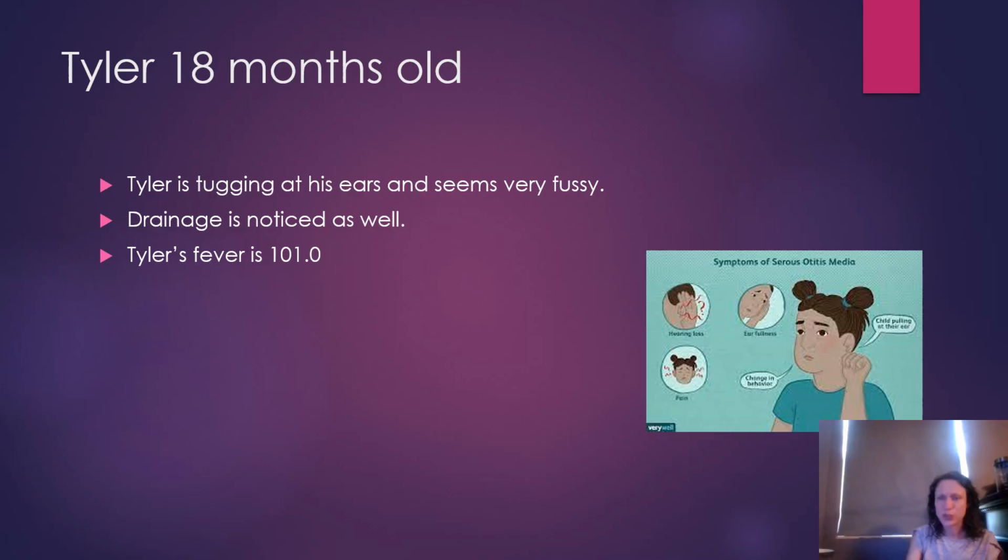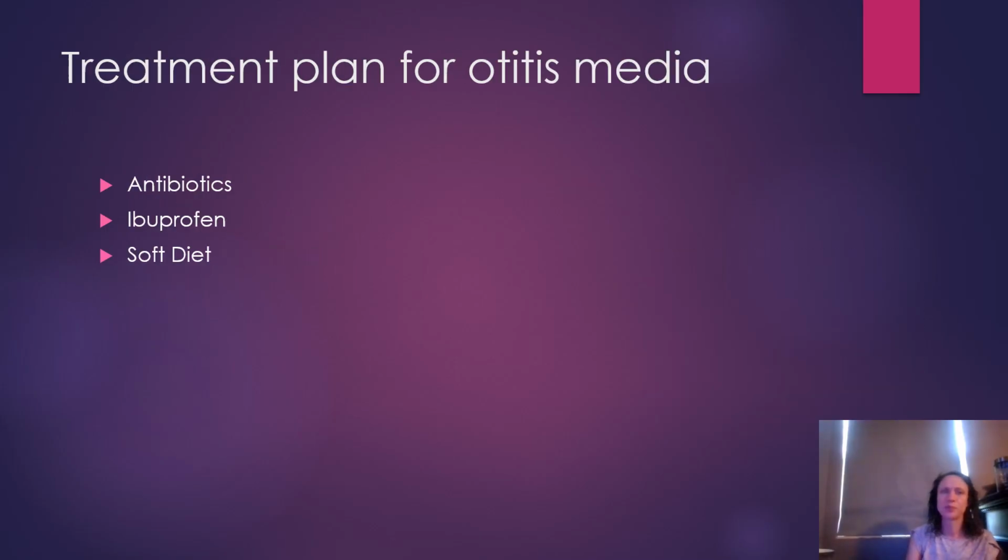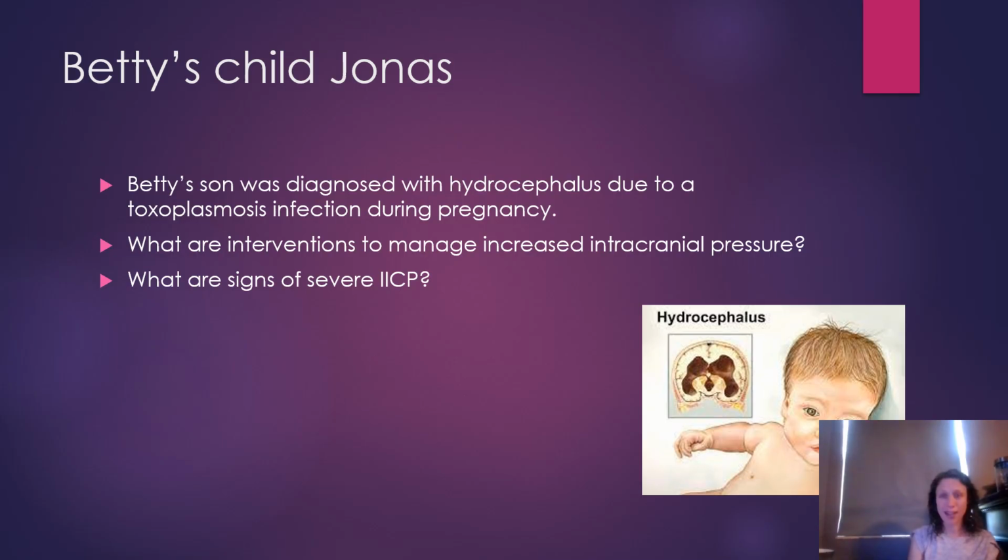So what do we want to do for otitis media? Antibiotics, ibuprofen, soft diet. So anti-inflammatories for the fever and for the pain. Soft diet would definitely help with the pain, and then antibiotics. So we give them all the normal antibiotics education. Good deal.